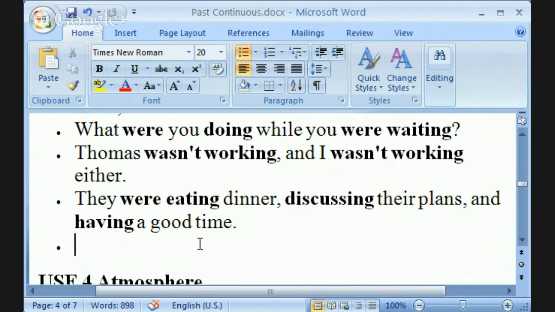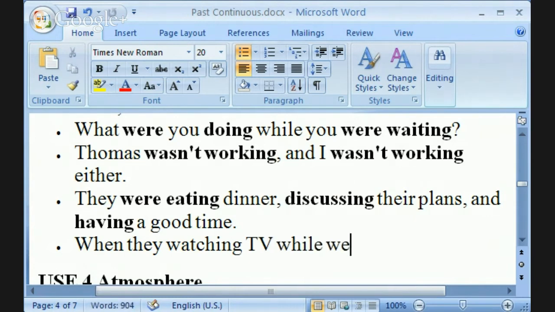When they watching television, watching TV, while we preparing cook, we, when while we were preparing food for dinner.